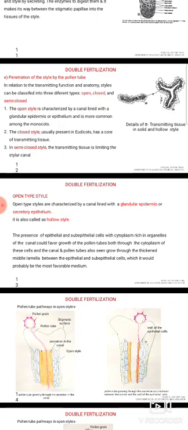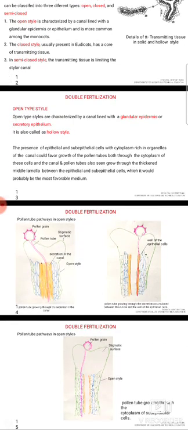Open type. Here, it is characterized by a canal lined with glandular epidermis or secretory epithelium. It is also called hollow style. The presence of epithelial and subepithelial cells with cytoplasm rich in organelles of the canal could favor the growth of the pollen tube both through the cytoplasm of these cells and the canal, and pollen tubes are also seen to grow through the thickened middle lamella between the epithelial and subepithelial cells, which would probably be the most favorable medium.